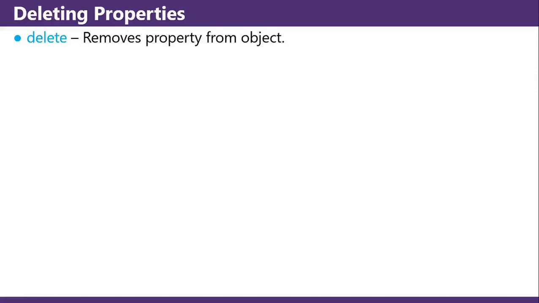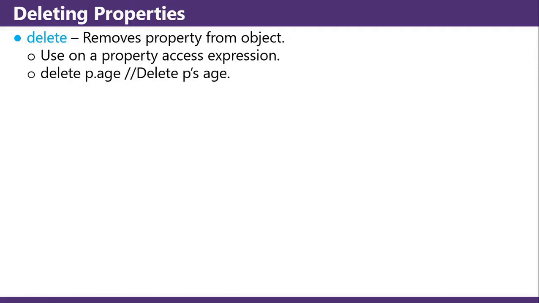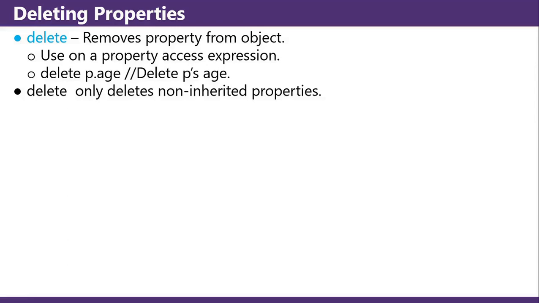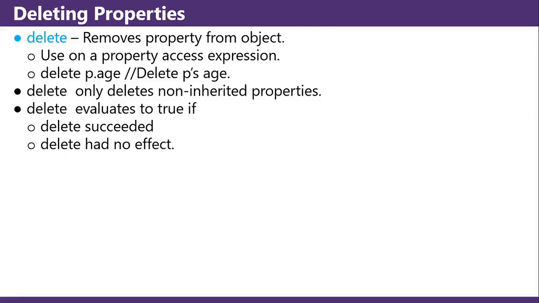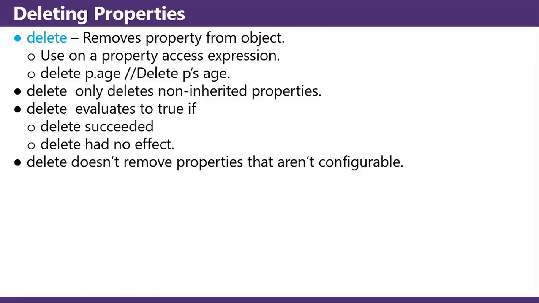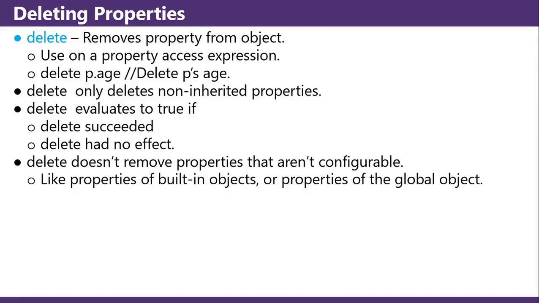Deleting properties. Delete removes a property from an object. Use it on a property access expression. delete p.age deletes p's age. Delete only deletes non-inherited properties. Delete evaluates to true if the delete succeeded, or if it had no effect. Delete doesn't remove properties that aren't configurable, like properties of built-in objects or properties of the global object.